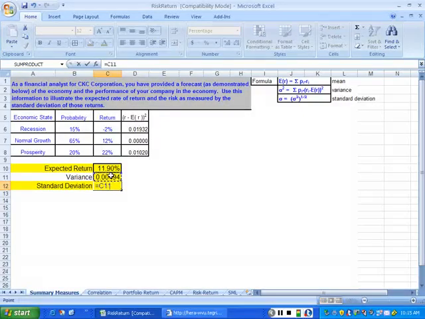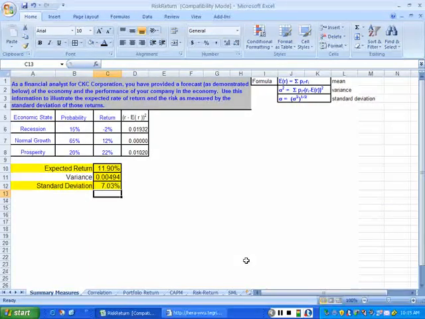I'll just take the variance, and I'm going to raise it again, the little hat, to the 1/2 power. And when I do that, I get a standard deviation of 7.03%. Now, you can go ahead and take that information on and begin to talk about it in terms of, say, a normal distribution.